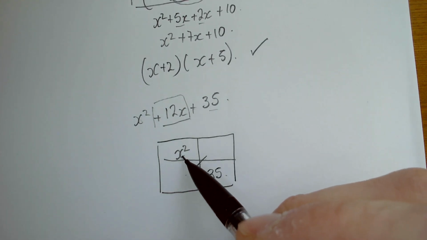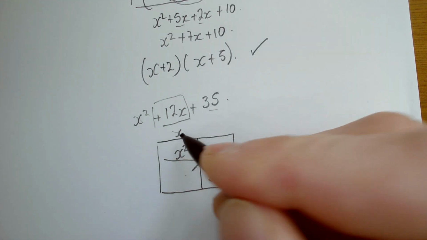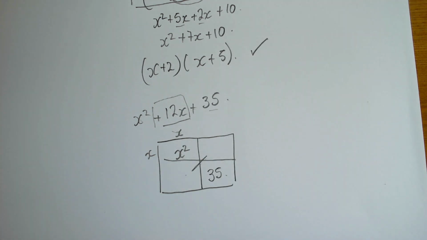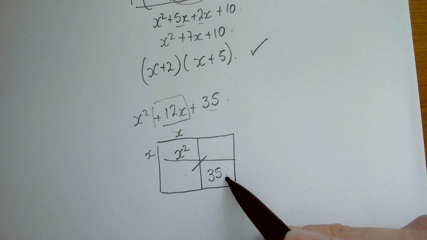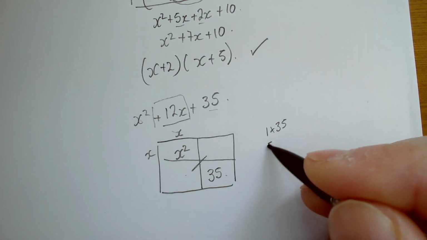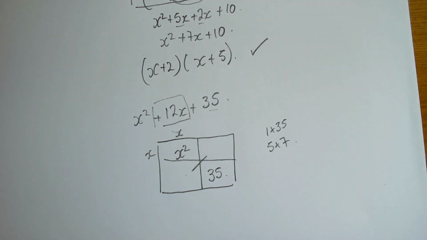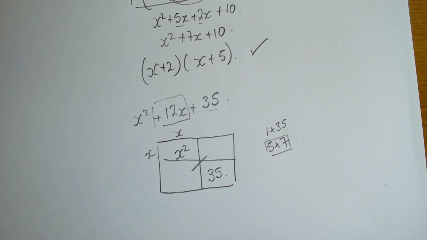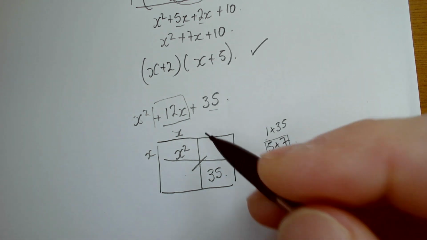So what are the factors of x squared? Well, they are x and x. So x times x will give us x squared. What are the factors of 35? Well, that's 1 times 35 or 5 times 7. So let's use 5 times 7 because we know that 5 plus 7 will give us 12. So let's start with the plus 5 here.